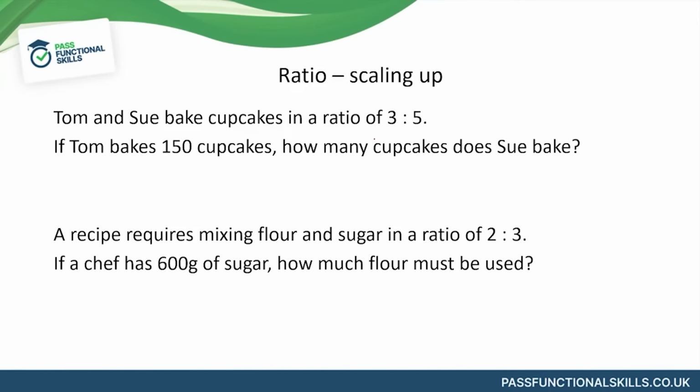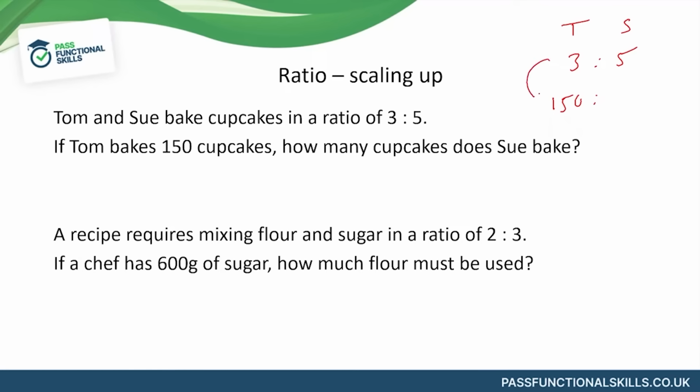So what we're doing here is we are scaling up a ratio. So this is the opposite of simplifying a ratio. So Tom and Sue bake cupcakes in a ratio of 3 to 5. So T for Tom, S for Sue. And Tom bakes 150. So how many cupcakes does Sue bake? Of course, we're assuming that we are maintaining this ratio.